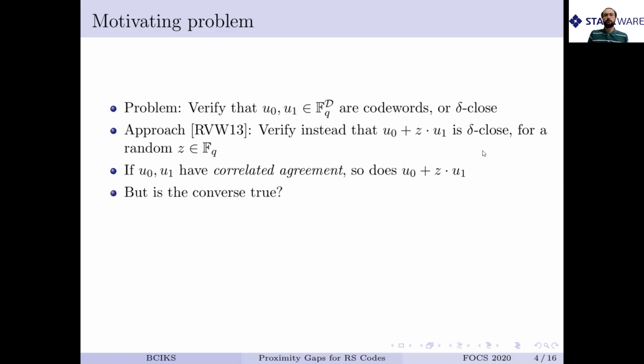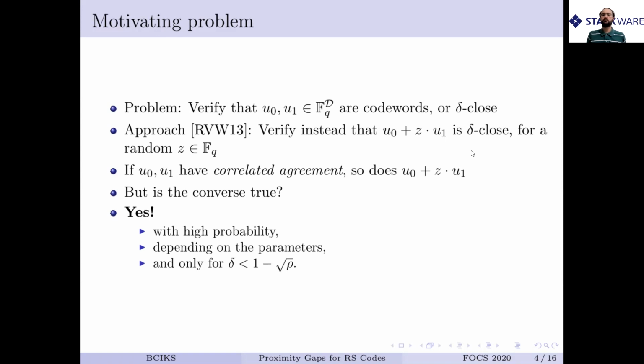But is the converse true? Is it true that if for a random linear combination we have it be delta close to the code and we verify that, does it guarantee that we should actually expect U0 and U1 themselves to be delta close? Is it necessarily the case? And the answer is yes. And we of course have to assume that it happens with a large enough probability.